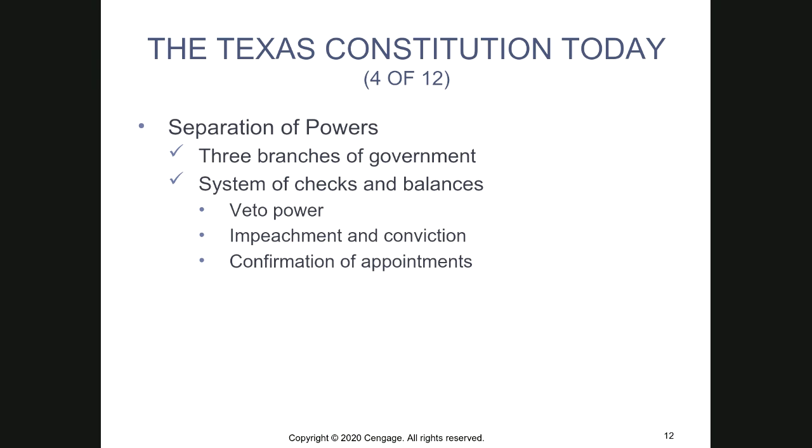So veto power is where the governor steps in and says, I don't like this thing that the legislature wants to pass into law, and so I'm going to veto it. I'm going to keep it from happening. Impeachment and conviction, this is basically where somebody has messed up and we want to remove them from office. And confirmation of appointments is where we go in and we have the Senate confirm any gubernatorial appointments that are made.